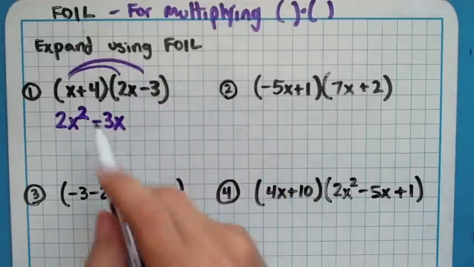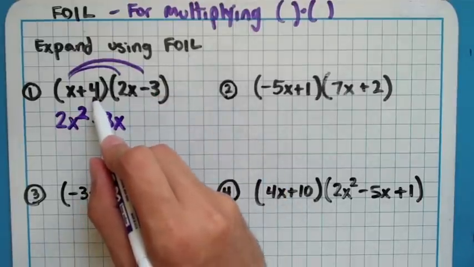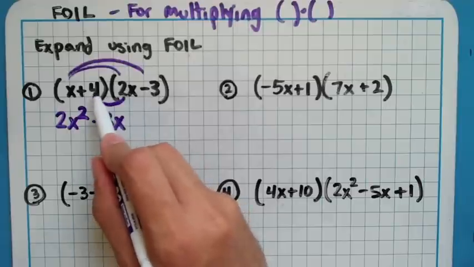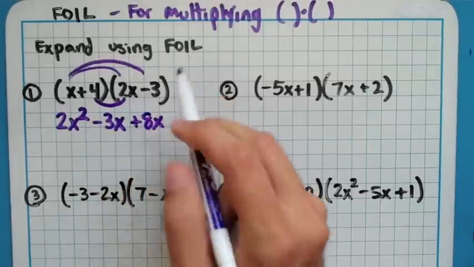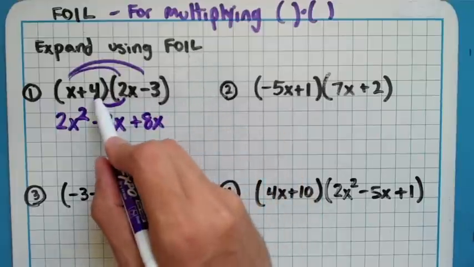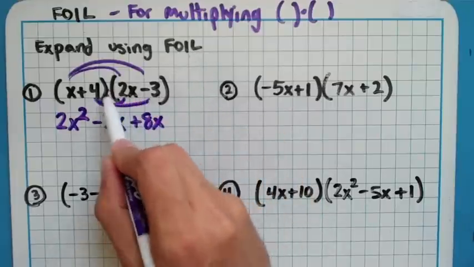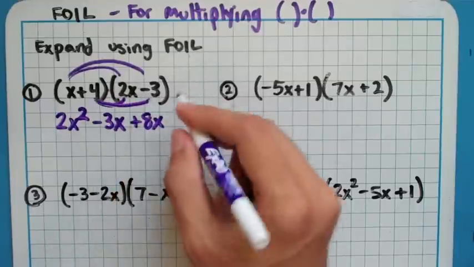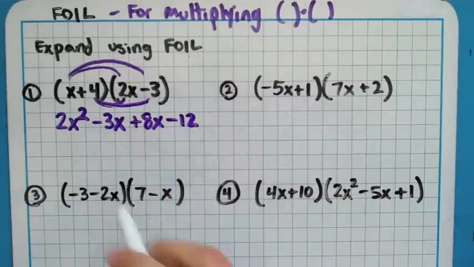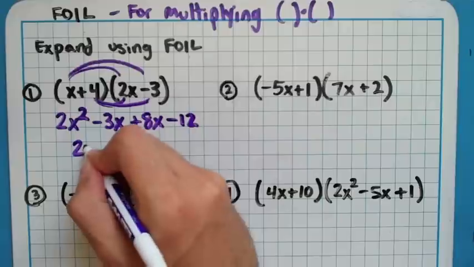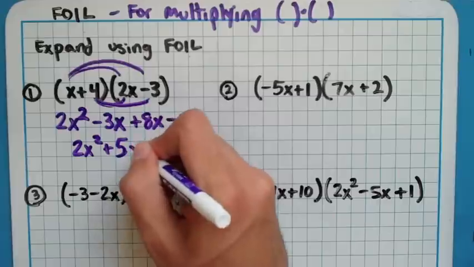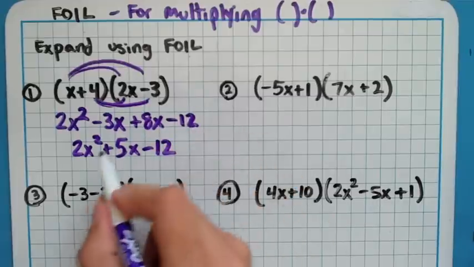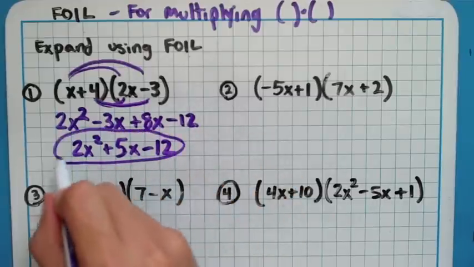Now I'm going to take the inside pieces. That's going to be the 4 and the 2x. Those are on the inside. So I'm going to do 4 times 2x, which is a positive 8x. And finally, I'm going to take the last pieces. So this is last in the first parenthesis. This is last in the second parenthesis. 4 times negative 3 is negative 12. And now I'm just going to combine like terms. I get 2x squared plus 5x minus 12. And that is my answer expanded.